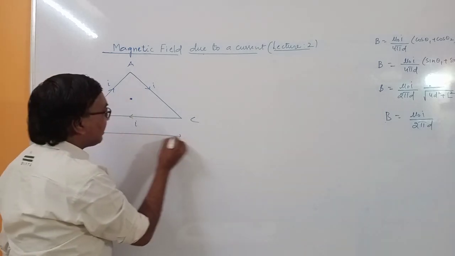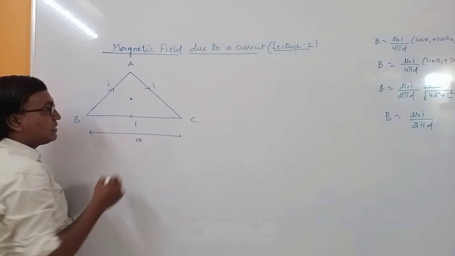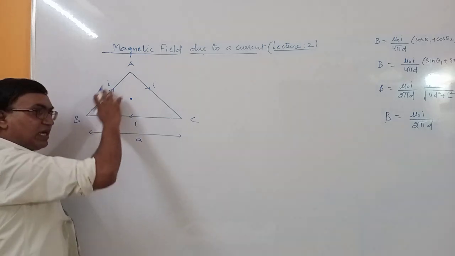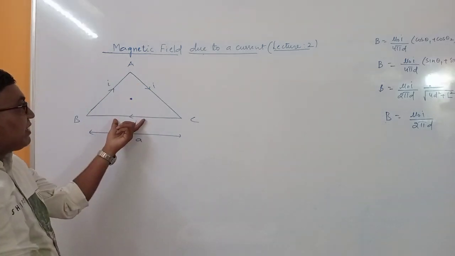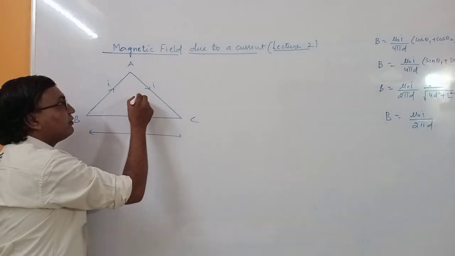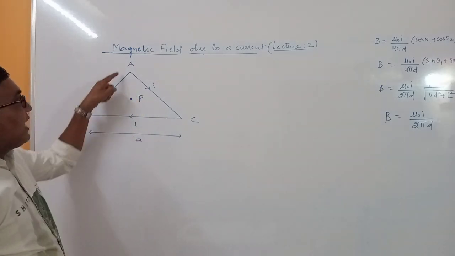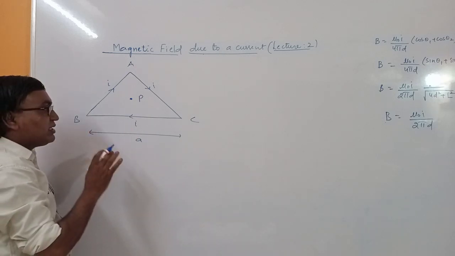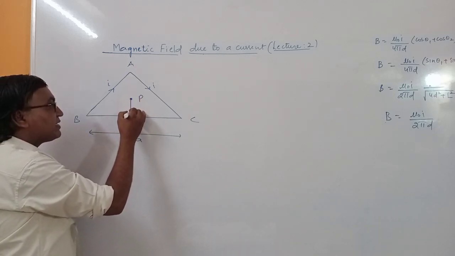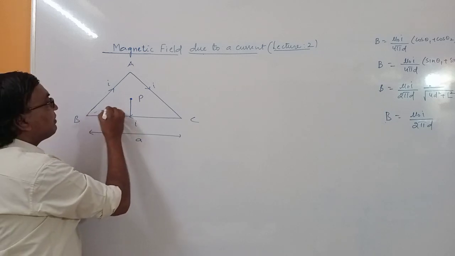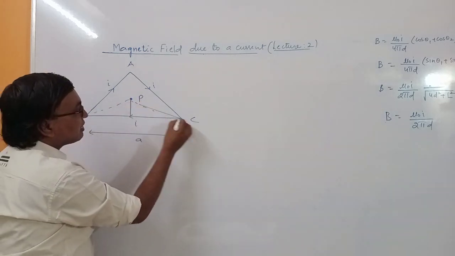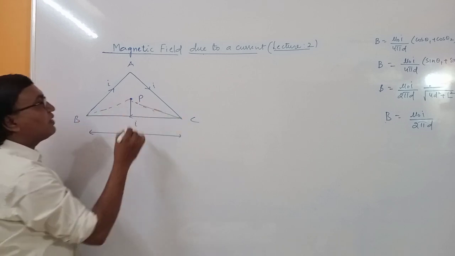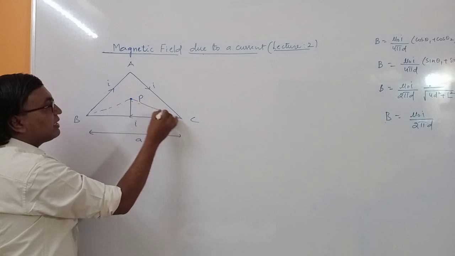The triangle is equilateral, and the side of the triangle is a. To find the magnetic field, see here, again there is symmetry. The field at point P due to this wire is the same as due to this wire, and the same due to this wire. Now what is important is the distance from the wires. So construct a triangle here, and from point P join both the ends of the wire. So this is one end and this is another end.